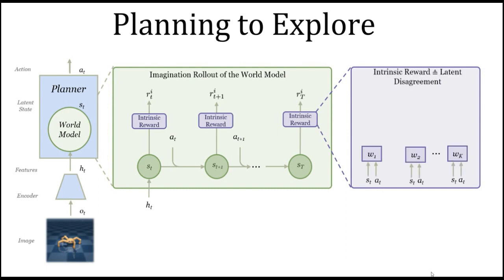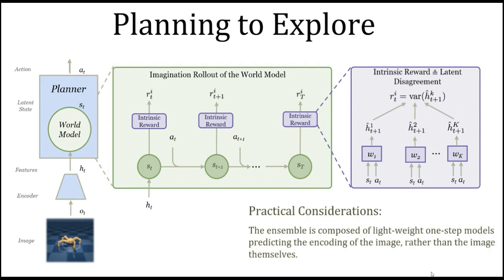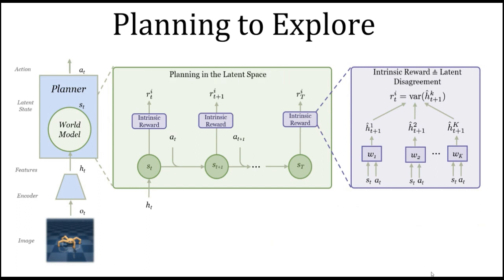The ensemble consists of one-step models, taking in the latent state and action and predicting the next image embeddings. The intrinsic reward is computed as the variance in the mean of the predictions of the next image embeddings. A practical consideration is that the ensemble is composed of lightweight one-step models that predict the encoding of the image. These intrinsic rewards are used as objective to plan for effective actions.